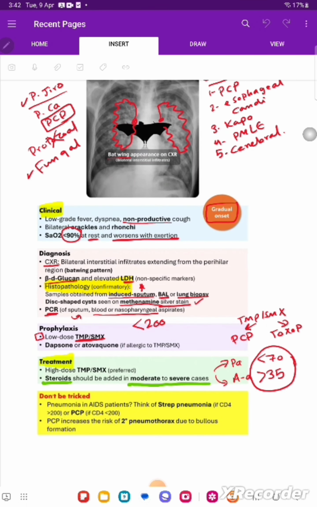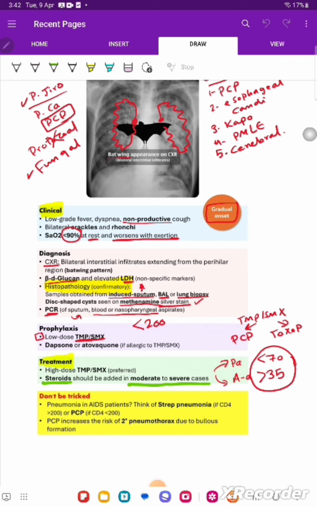So let's come to the last point, which is about don't be dragged. He may ask you this question, which is very simple, but many times it's asked. Pneumonia in a patient with AIDS depends on the CD4 count. If the CD4 count is more than 200, we should think of strep pneumonia, because strep pneumonia is still the most common cause of bacterial pneumonia in normal people. And people with a CD4 count more than 200, more or less, are considered normal, while PCP is associated with a CD4 count less than 200. So this is the first point.